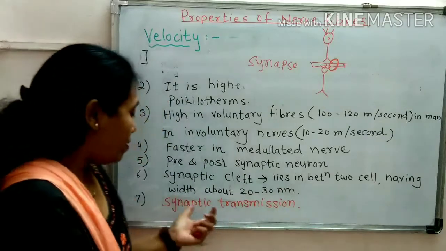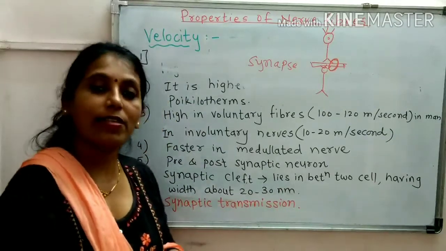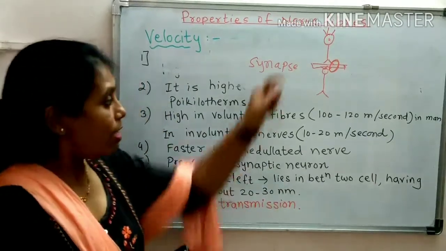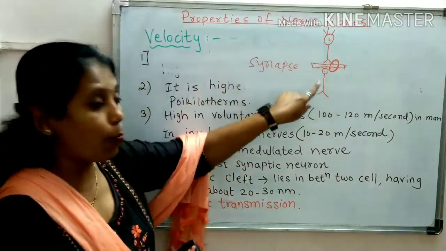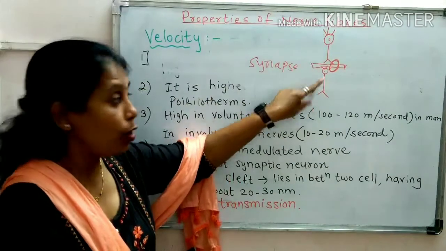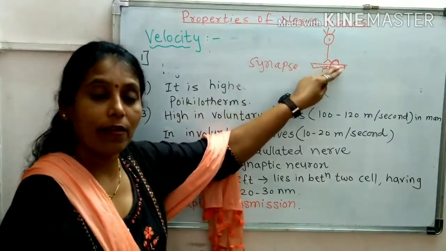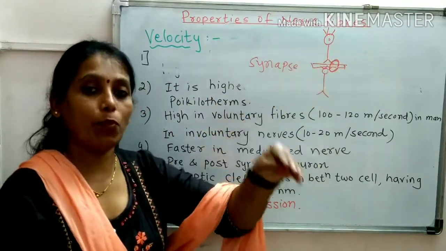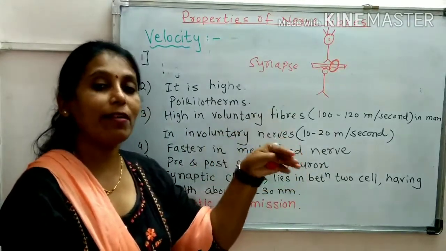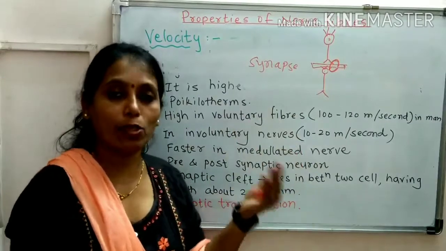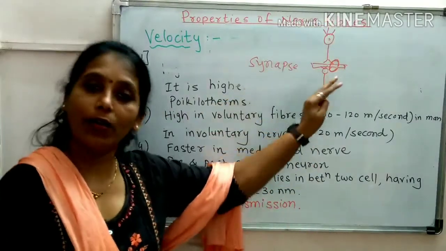nanometer. Synaptic transmission. Synaptic transmission takes place from one neuron, meaning the presynaptic neuron, to the postsynaptic neuron through this junction. Now here it is a one-way process. Always it is a one-way process where the neurotransmitters pass on the impulse or the message from one neuron to another neuron.